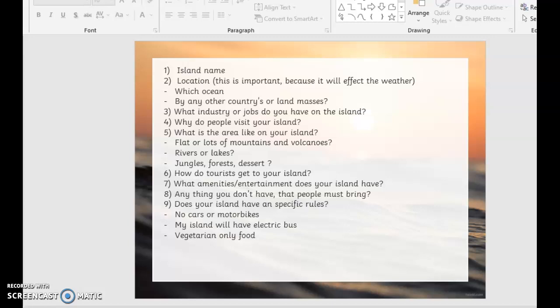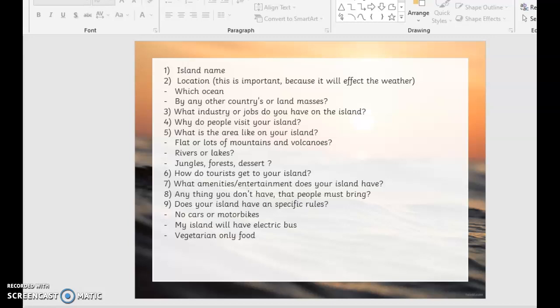Number 7, what amenities or entertainment does the island have? Does it have a grocery store, a convenience store, a hospital, a spa, a movie theater, a school? What does it have or what does it not have? What can people do or what can't people do there?